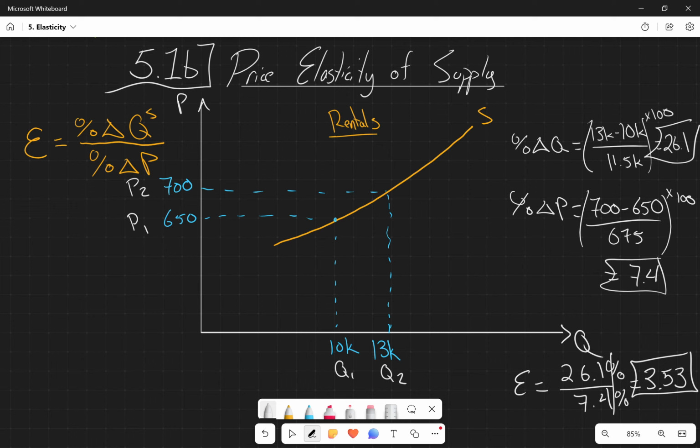Questions on calculating our price elasticity of supply? Again, fairly straightforward. Just have to be very clear with your labeling. This is another one where, since it's supply, these should have the same sign, right? So this should always be positive and this should always be positive. If those are not both positive percentage changes, you messed something up and you flipped one of your 2's and one of your 1's.